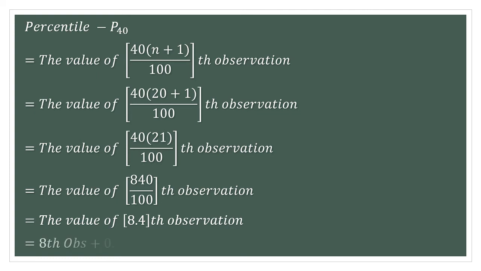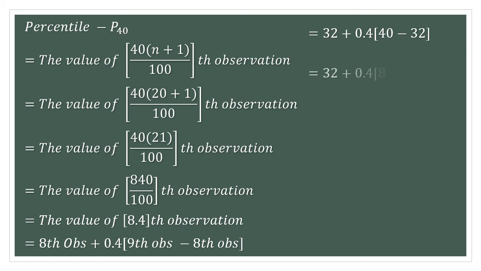So 8th observation plus 0.4 into 9th minus 8th observation. Okay, so 8th observation is 32, 9th observation is 40. So 32 plus 0.4 into 40 minus 32. First solve the bracket, then multiply, then add the value. Your answer, the 40th percentile, is 35.2 runs.